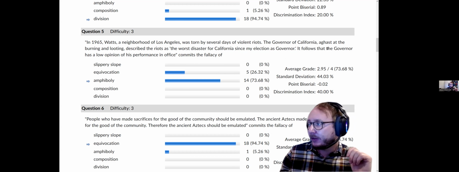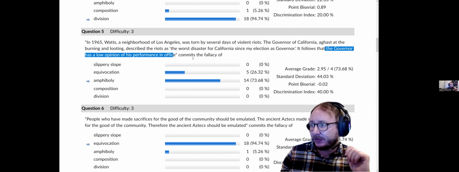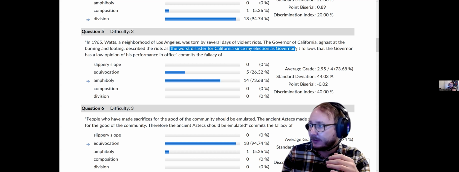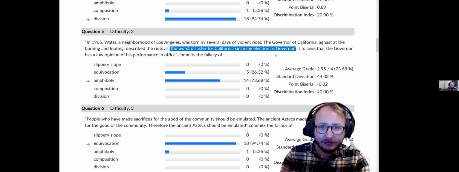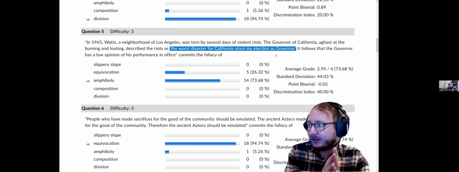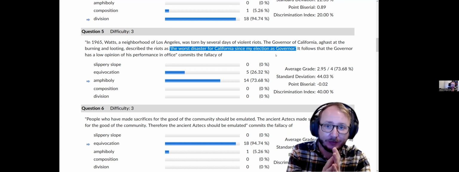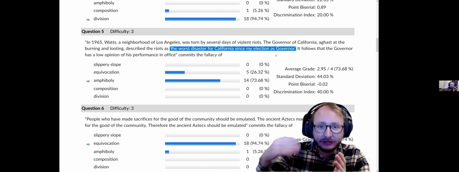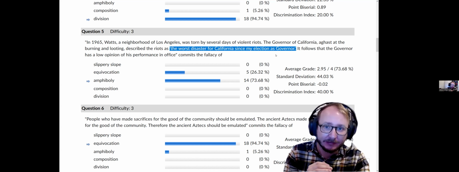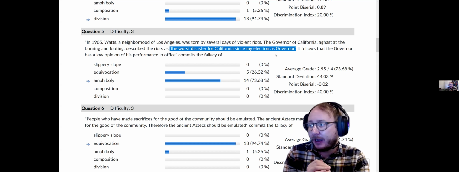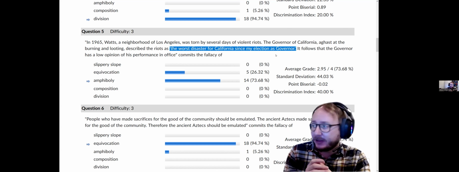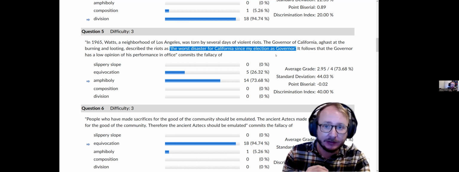The conclusion, though, that the governor has a low opinion of his performance in office, that depends on an alternative interpretation of this statement. Namely, that he was elected governor, and that was a really terrible disaster. It's the worst one. And then these riots happened later, and the riots were almost as bad as him being elected as governor, right? So that interpretation is probably not what the governor meant, but the conclusion depends on that unreasonable interpretation.